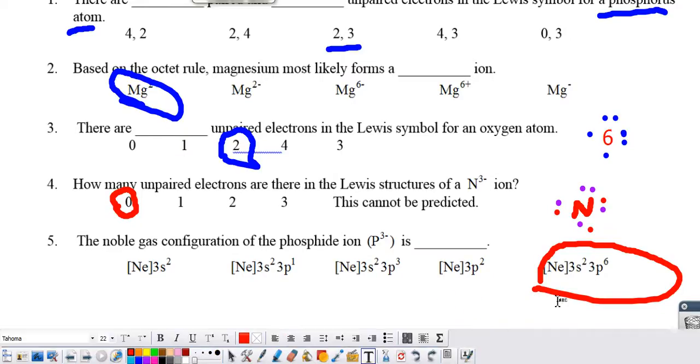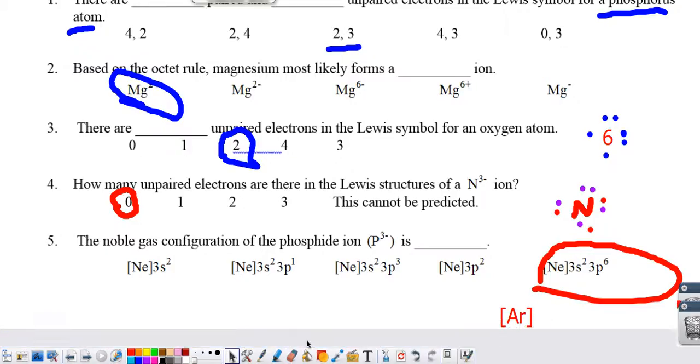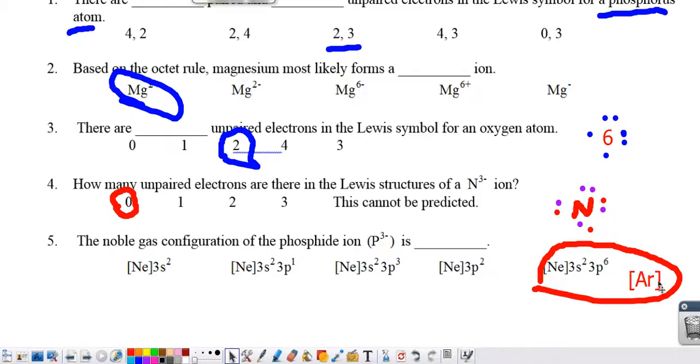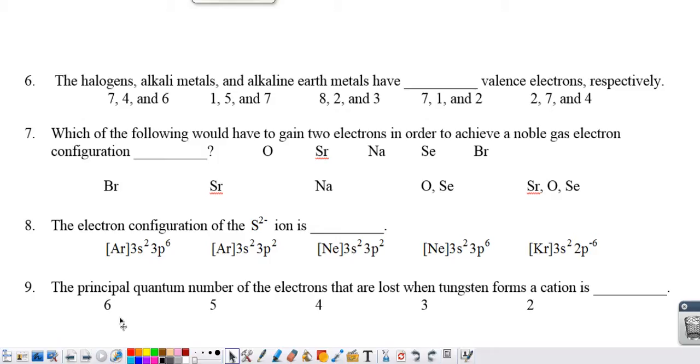Hey, Mr. Murphy, couldn't I have just said... No, you cannot just say that the configuration for phosphide would be argon. The configuration always shows the valence shell that is outside of the core. So the core electrons would look like neon. The valence would be 3s2, 3p6. I know that that is the same as argon, but it doesn't show any of the valence electrons when you write just argon.